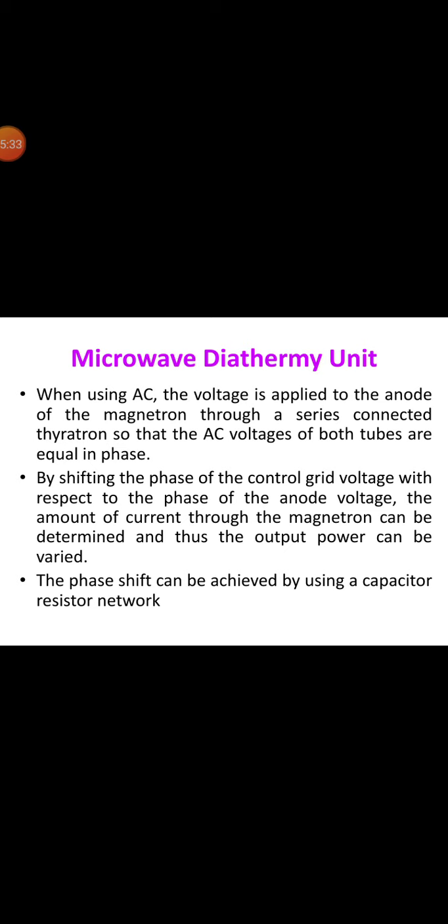When using AC, the voltage is applied to the anode of the magnetron through a series connected thyratron, so that the AC voltages of both tubes are equal in phase. By shifting the phase of the control grid voltage with respect to the phase of the anode voltage, the amount of current through the magnetron can be determined, and thus the output power can be varied. The phase shift can be achieved by using a capacitor-resistor network.